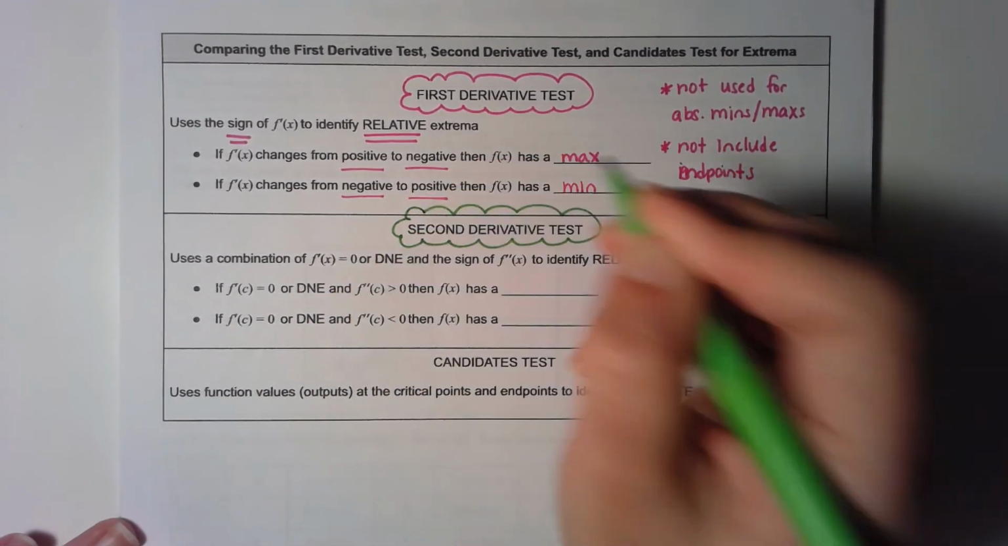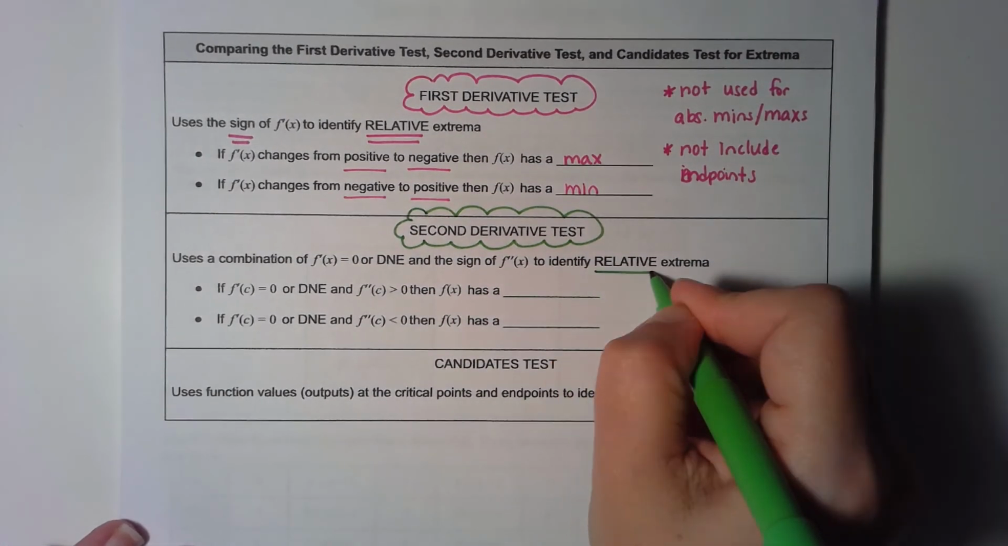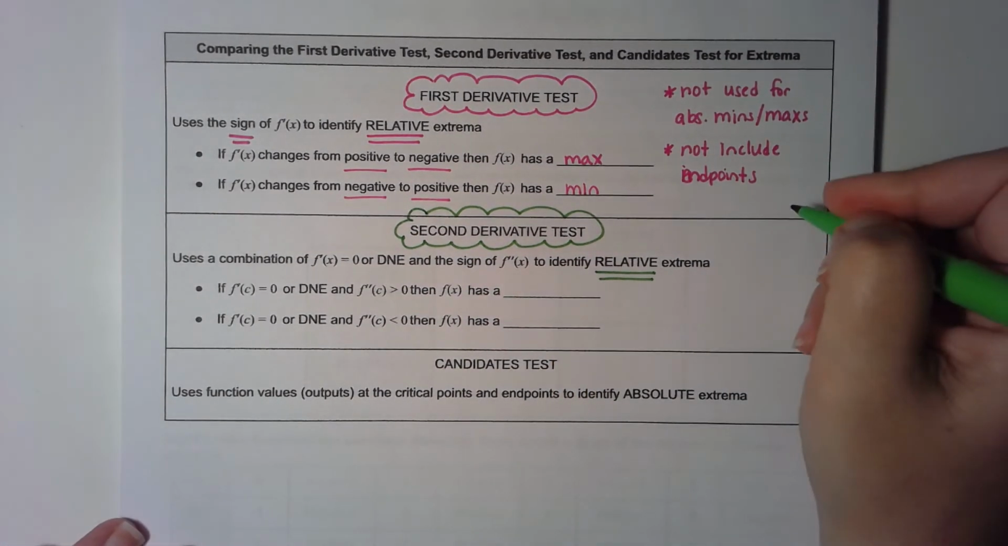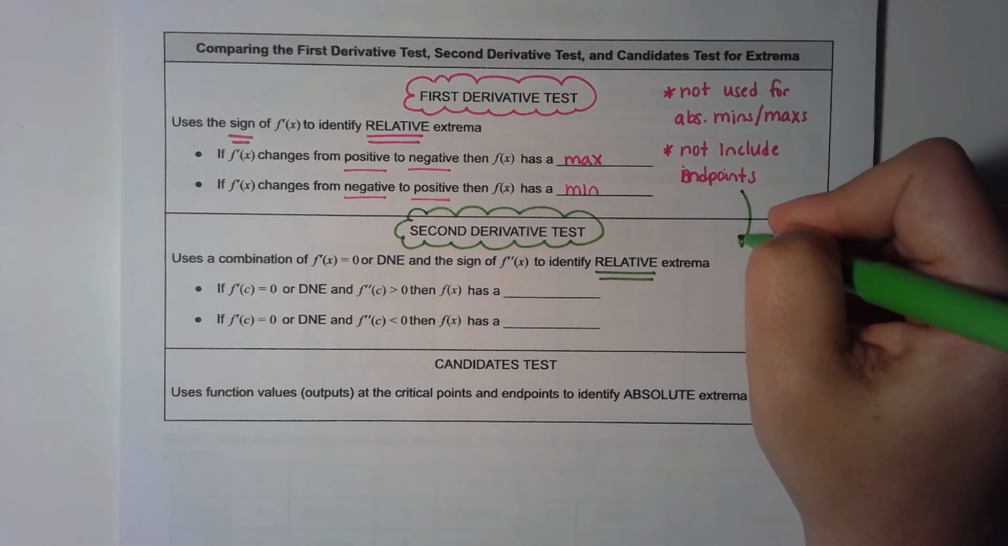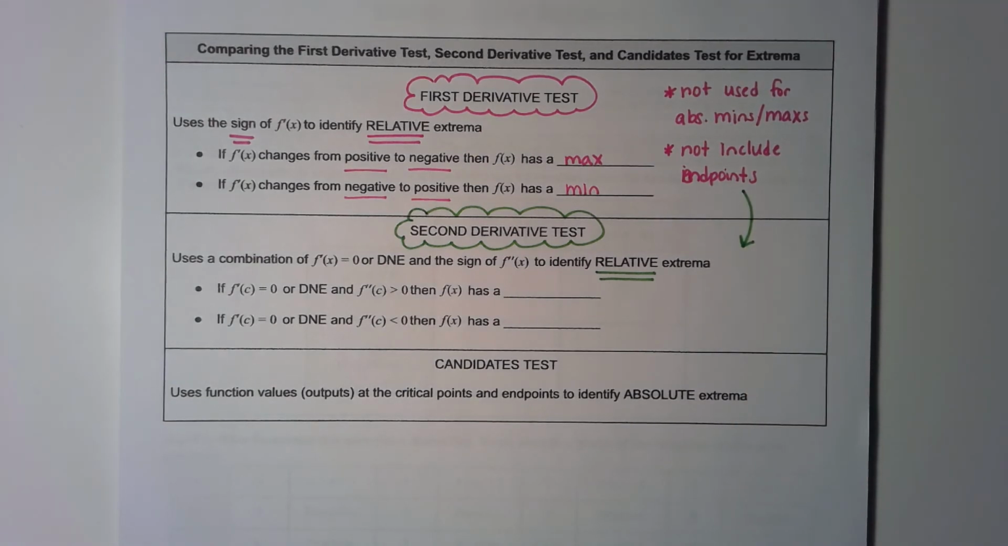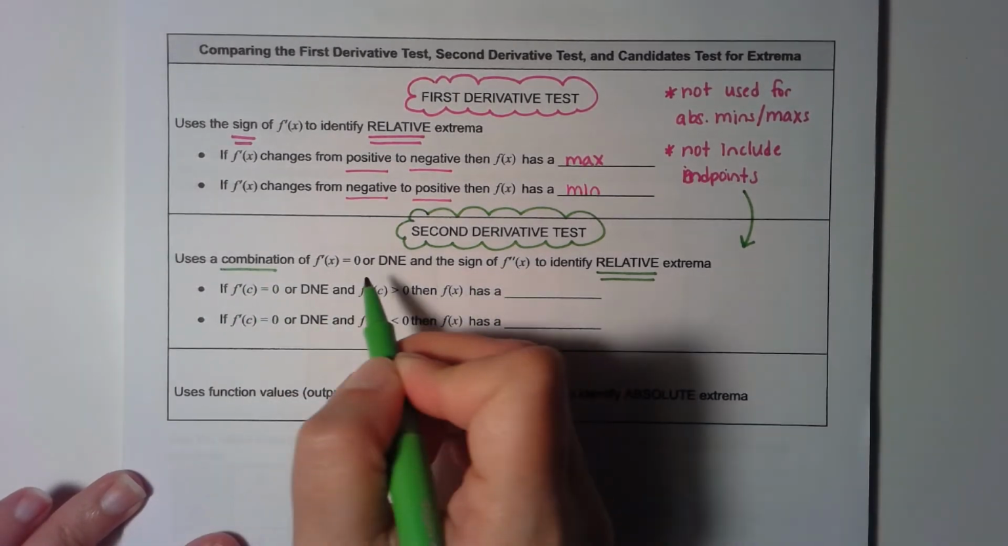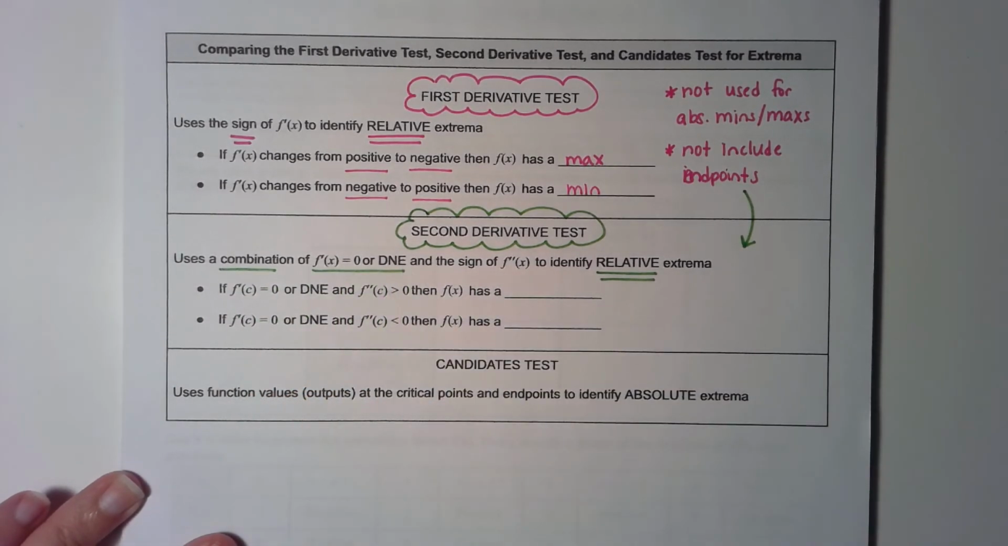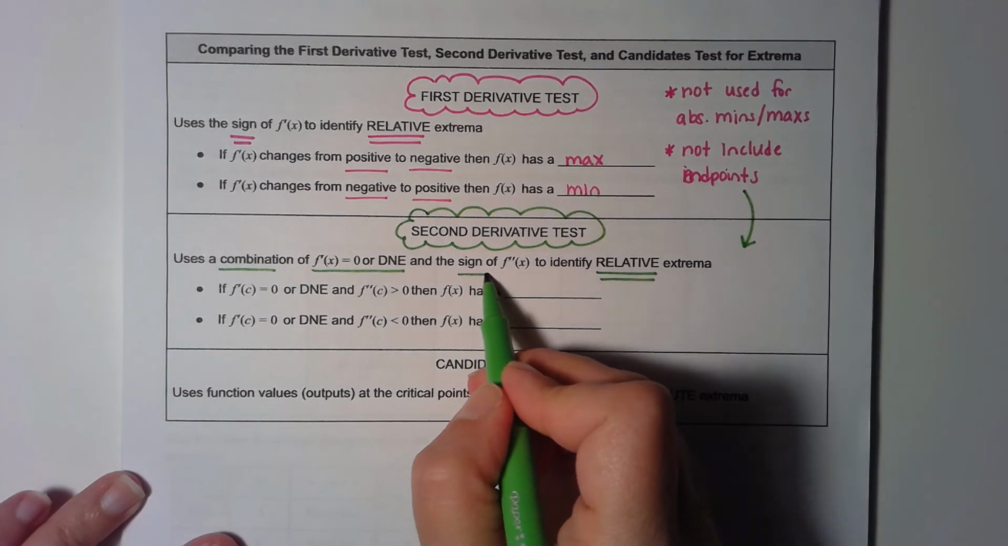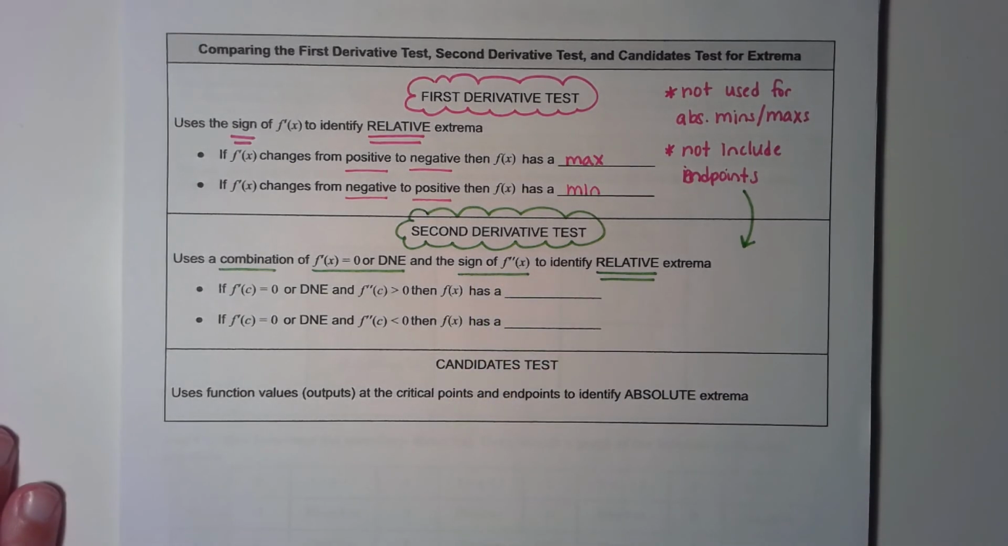And this, again, is going to help us identify relative extrema. So the same rules apply. It does not help us find absolute maxes and mins. It does not include looking at the endpoints of an interval. This uses a combination of the first derivative being equal to 0 or undefined and the sign of the second derivative in order to identify relative extrema.